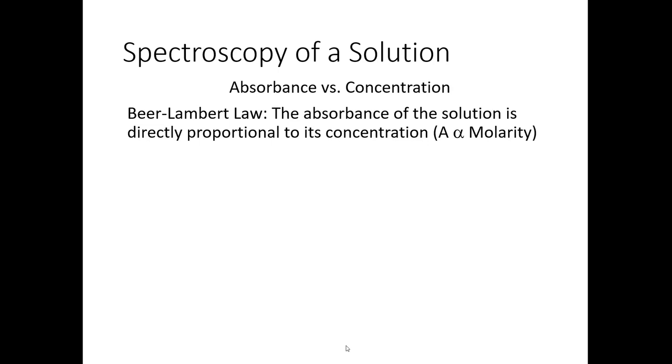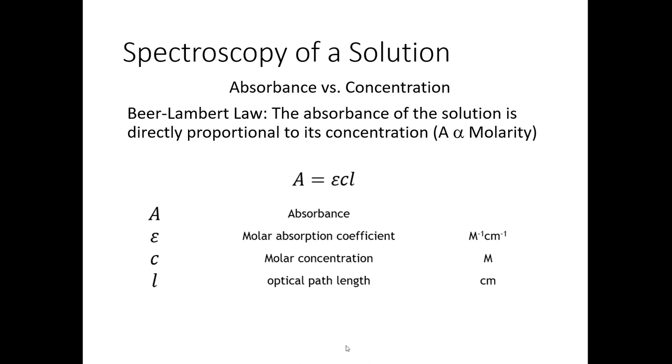This is what is called the Beer-Lambert Law. It says that the absorbance of a solution is directly proportional to its concentration. In other words, A is directly proportional to the molarity. There is a general formula that we can use, A equals epsilon times C times L, where A is the absorbance. Epsilon, the Greek letter, is the molar absorption coefficient in units of per mole per centimeter. C in this case is the concentration, but we typically use molarity. And L is the optical path length. In other words, the distance that the light travels between entering and exiting the solution.